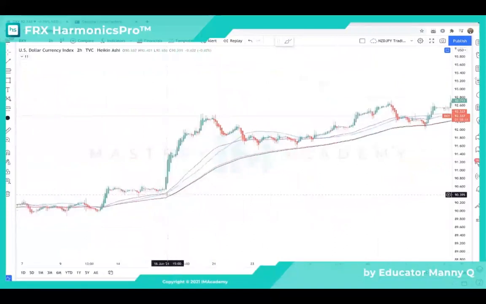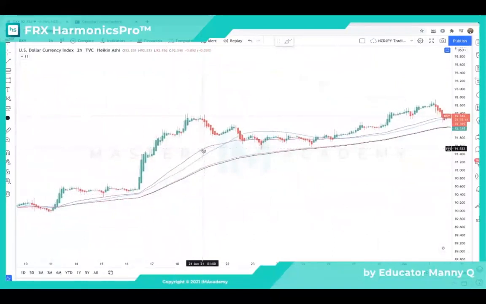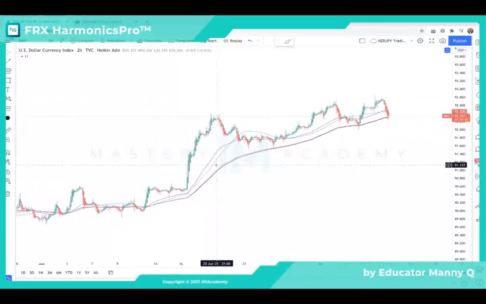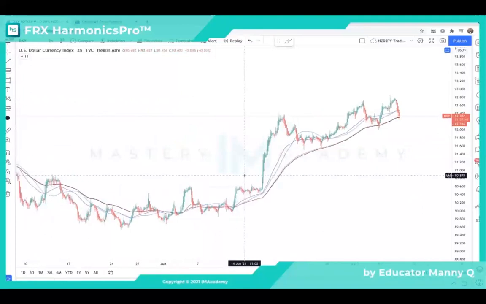And I have several moving averages. The purple is the exponential moving average. The blue one is the regular moving average. The orange line is the smooth moving average, and the black line is the McGinley dynamic. Now, if you look at this, they're all pretty close and related.